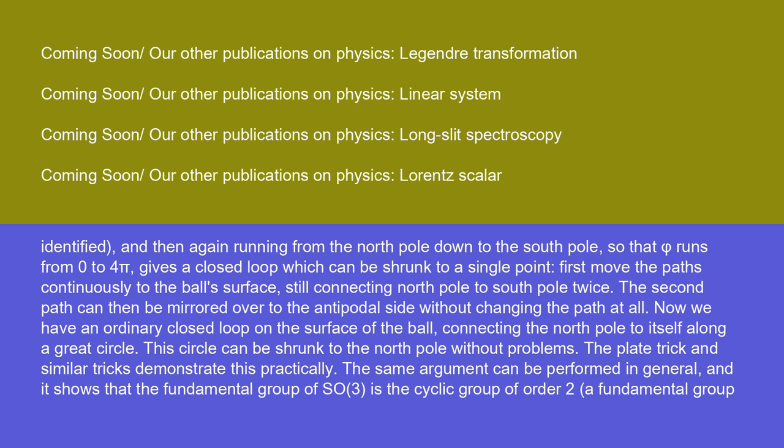First, move the paths continuously to the ball surface, still connecting North Pole to South Pole twice. The second path can then be mirrored over to the antipodal side without changing the path at all. Now we have an ordinary closed loop on the surface of the ball, connecting the North Pole to itself along a great circle. This circle can be shrunk to the North Pole without problems. The plate trick and similar tricks demonstrate this practically.